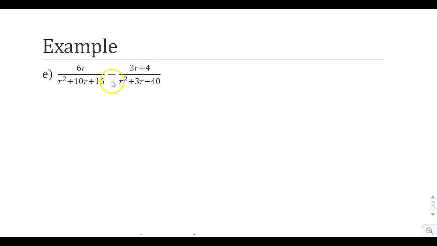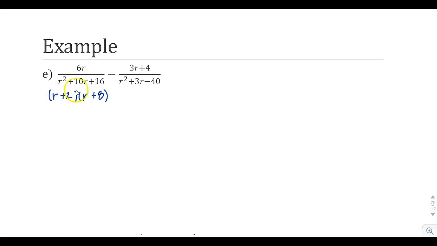This last example, we're subtracting these two rational expressions, but they have trinomials for denominators that are not the same trinomial. So we need to factor them first. So we have r and r. It's the only way we're going to get this r squared. And we're looking for two numbers that multiply to give us 16 and add together to give us 10. So those two numbers are going to be a positive 2 and a positive 8.